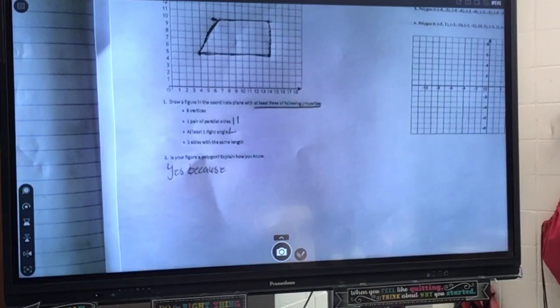Okay, thank you. Well, you were writing yes because, how do you know it's a polygon? Is it open or closed? It's closed. There you go, that's why. I mean, that's one reason, right? A polygon has to be what? Has to be a closed shape. Alright, thank you, Delilah, for volunteering, I appreciate it.